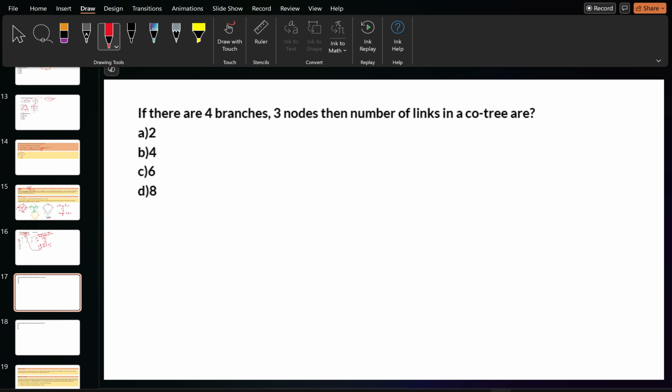Try to solve this. Simple problem, basic definition. Option C, one got. Re-verify the answer. If you have got the correct answer, try to check whether it is correct or not. Number of links means number of branches of that co-tree.